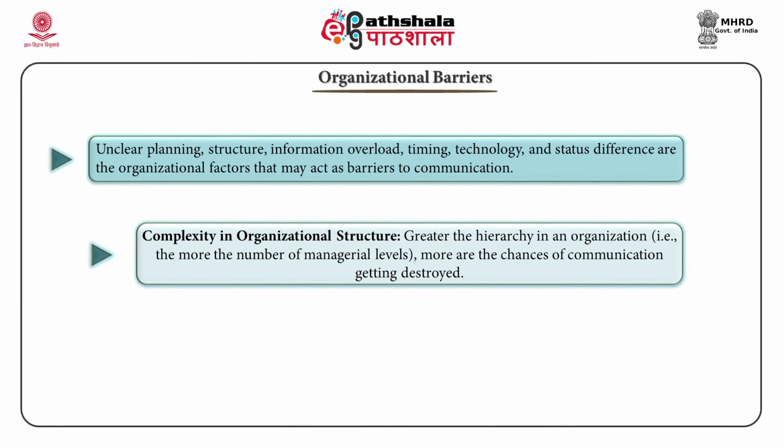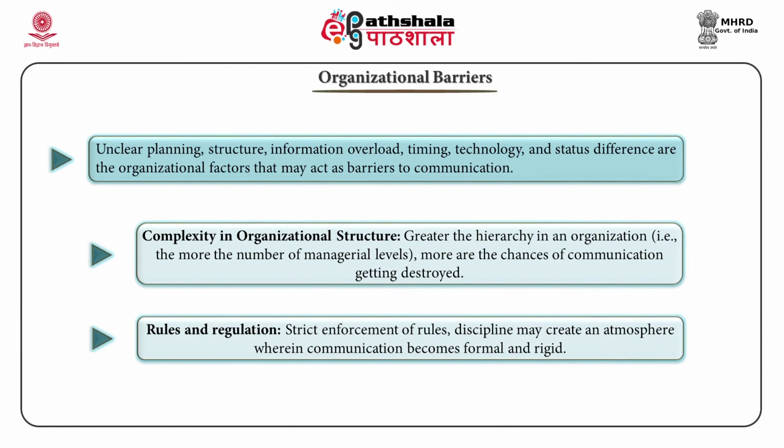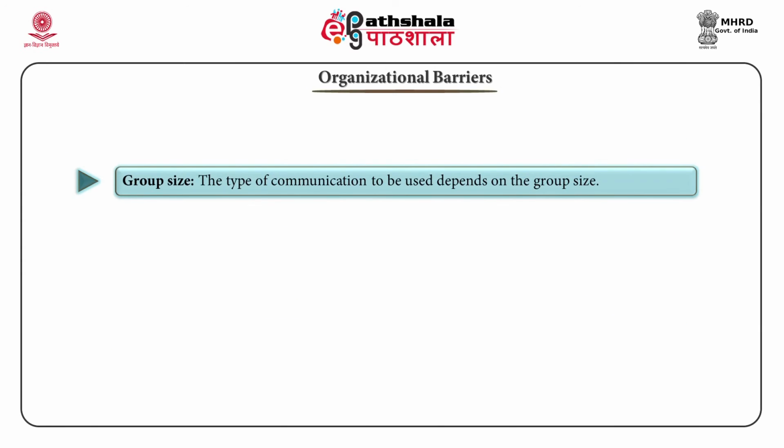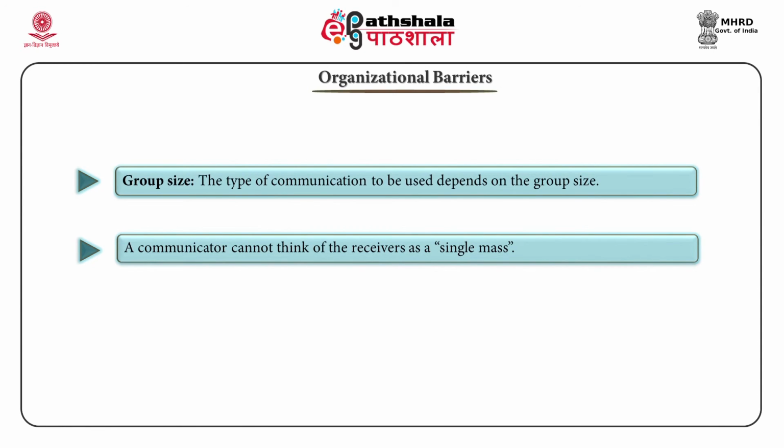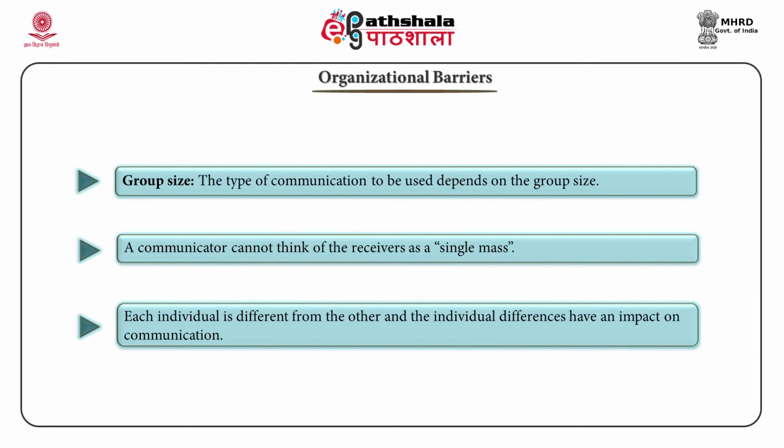The second organizational barrier is the rules and regulations. Strict enforcement of rules and discipline may create an atmosphere wherein communication becomes formal and rigid. The next organizational barrier is the group size. The type of communication to be used depends on the group size. A communicator cannot think of the receiver as a single mass. Each individual is different from one another, and the individual differences have an impact on the communication.